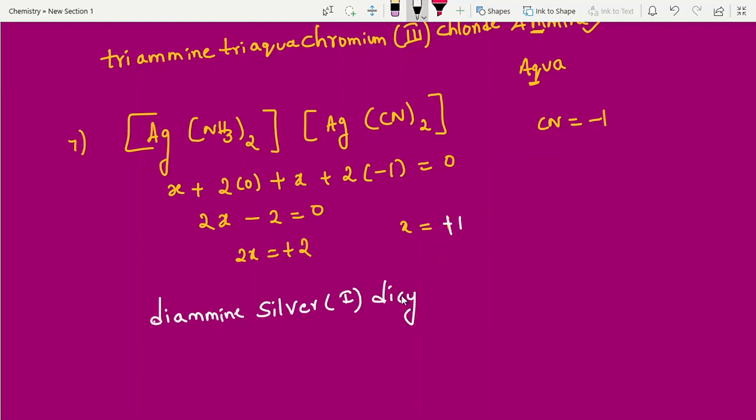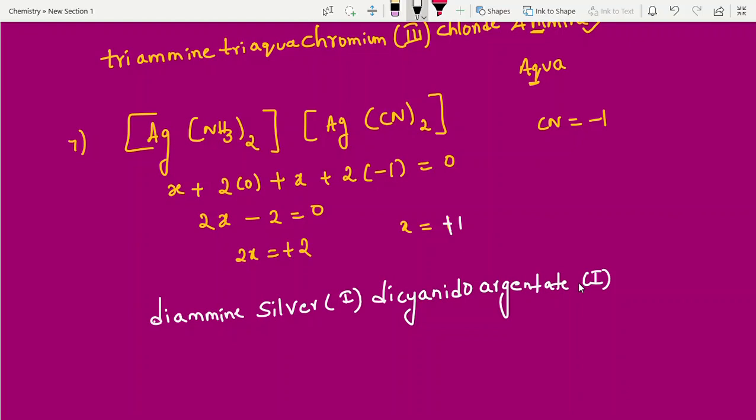Dicyanide. Cyanide, cyano generally we call it, but it is a negative complex, so we write cyanido. And next the Latin name: one metal has a normal name, one metal has a Latin name. What is this? Argentate. What is the oxidation state? 1. Clear, students? That's all. How easy it is.